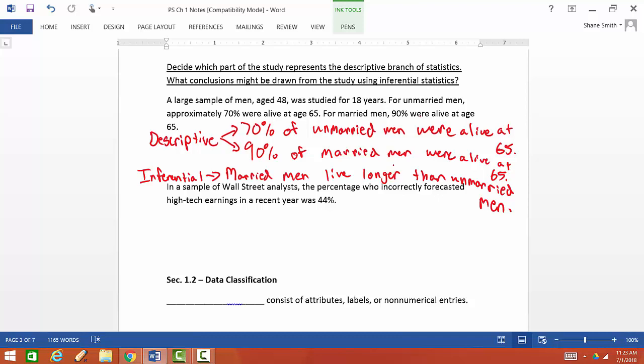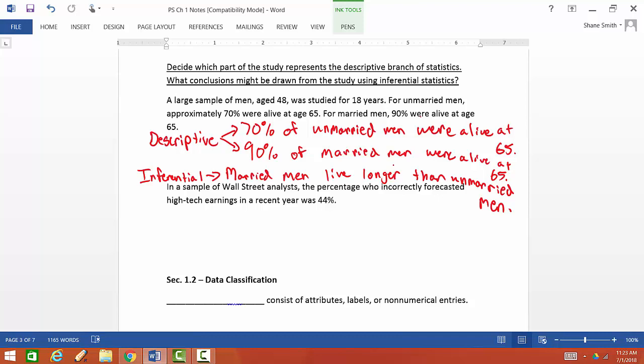You could make an inference to something like, well, maybe married men are healthier than unmarried men on average, and that's why they live longer. Sure, that's an inference you can make too. So there's not just one answer here that's necessarily correct. It's just something that you think is right from the descriptive statistics. So what's a conclusion you can make from those descriptive statistics? So let's do the next one.